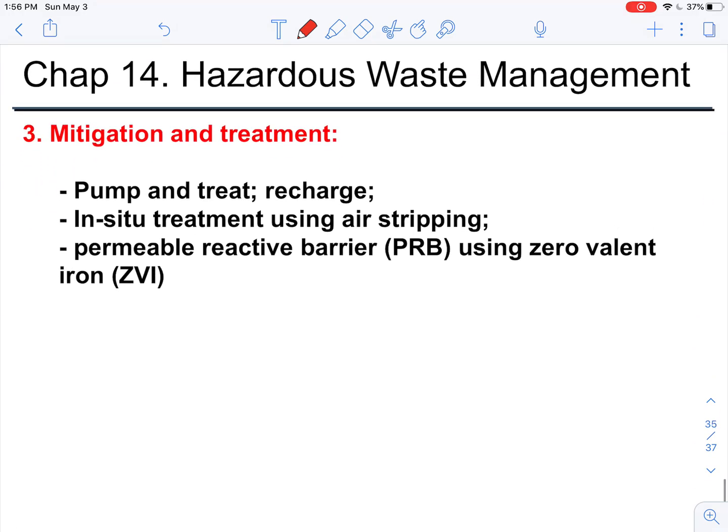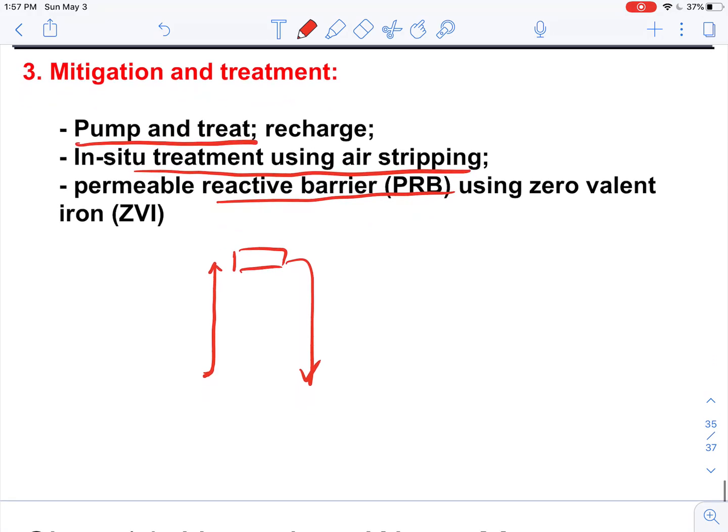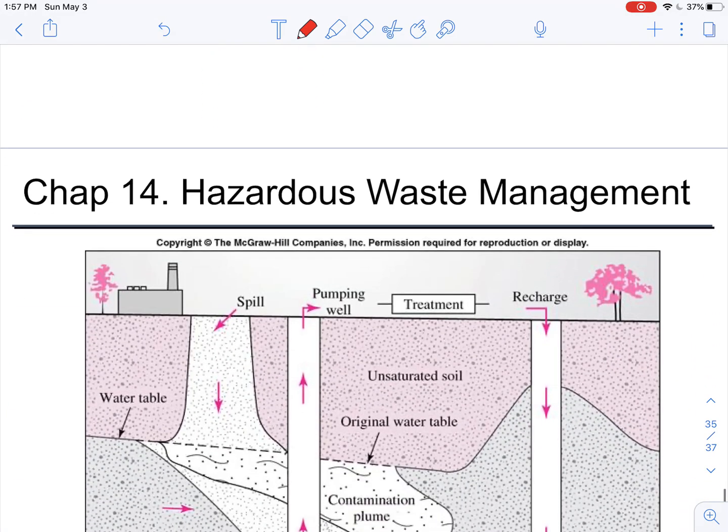So in terms of mitigation and treatment of the groundwater contamination, they can use the pump and treat method. So basically to extract water from the underground and then treat it and then pump it back or recharge it into the groundwater system underground. Okay, so they can also use in situ treatment using air stripping. They can pump in air directly inside to oxidize those contaminants. They can also use the permeable reactive barrier using zero-valent iron. So this is a more complex process dealing with the hazardous materials.